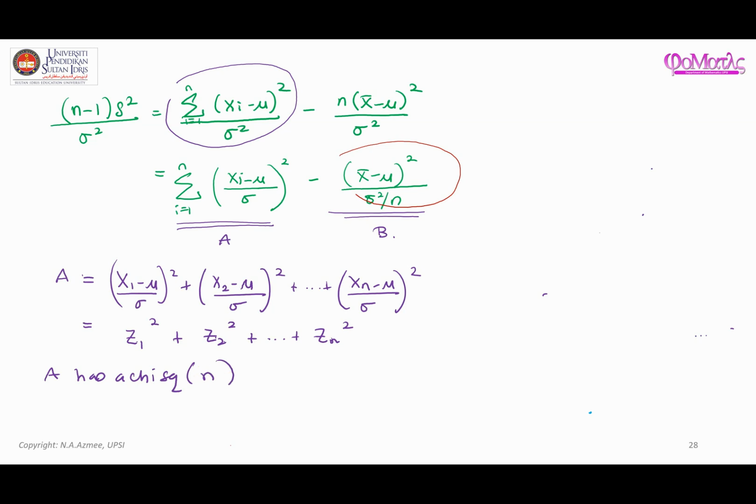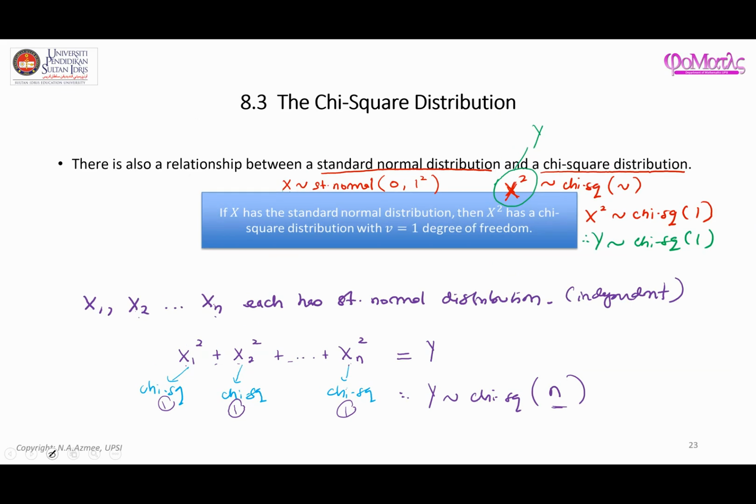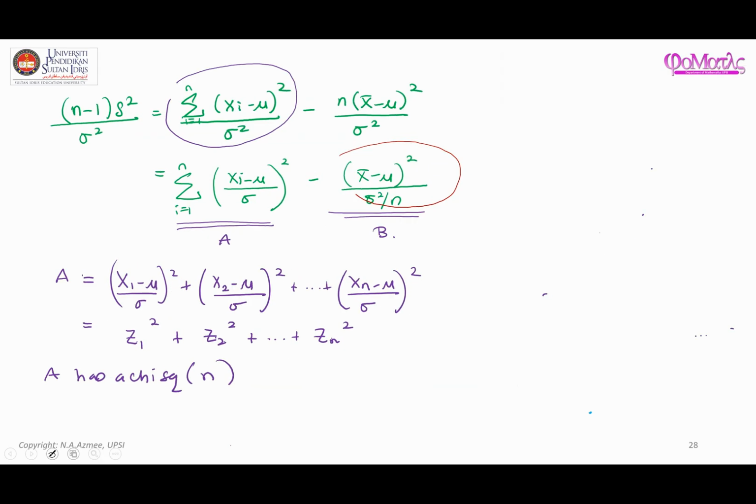So that is A. Where do these results come from? Remember, we have seen this similarly at this part here, where you have a standard normal distribution, you square it, and the result is going to be as such. Right, so that is A.